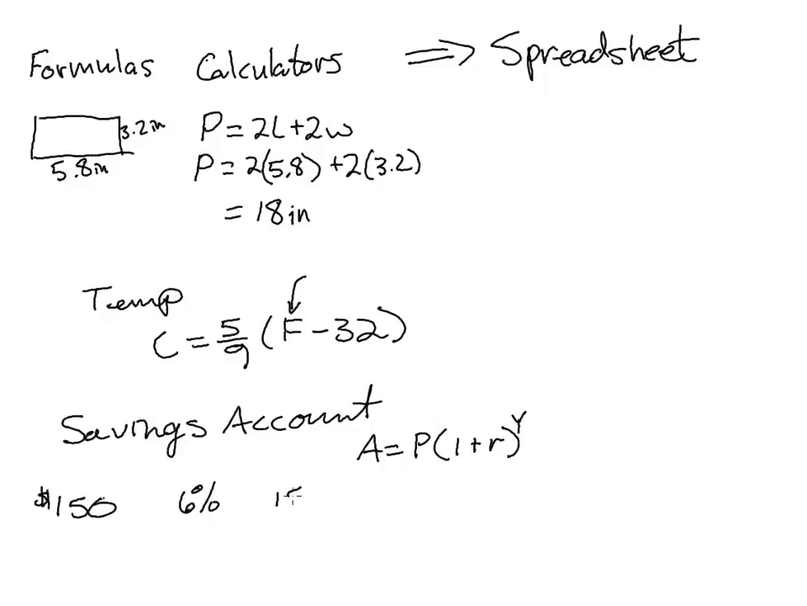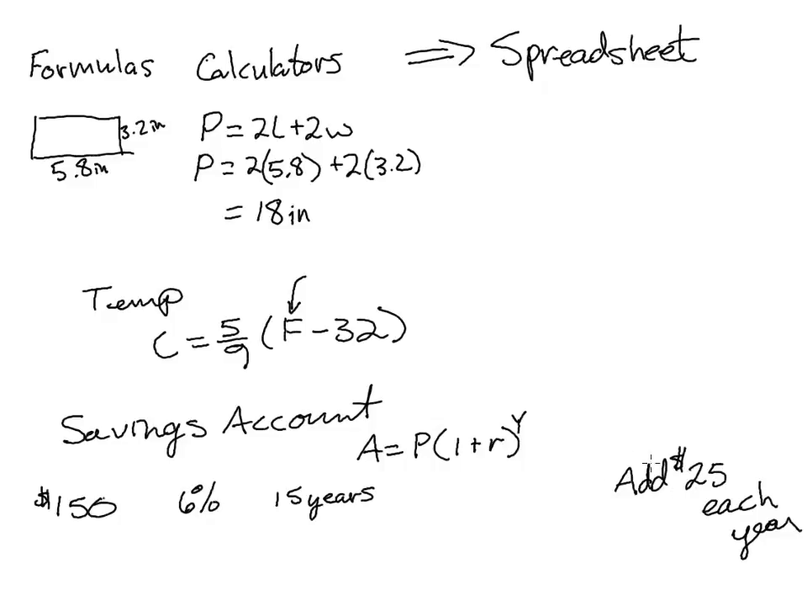And so let's say we were out here for 15 years. We could stick that in. The 150 goes in for the P, the 6% goes in as 0.06 for the R, and the 15 years in for the Y. And we could run that through a calculator, and it would be able to do it. And we could put it in Excel just like we had been doing for the last little while. But if we added a complication and said, oh, we're going to add $25 each year to our account, you'll notice that this formula doesn't have the ability to do that.